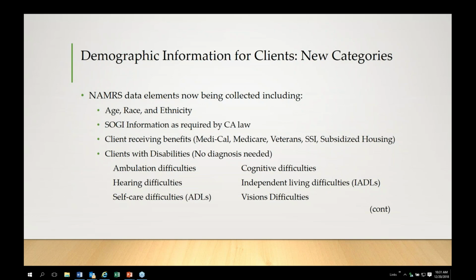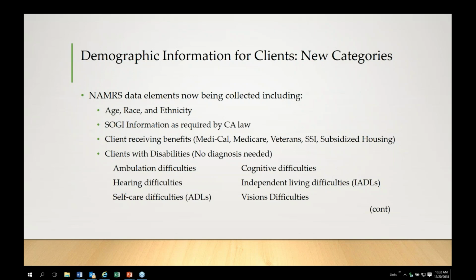Next is clients with disabilities. Now this is in your best judgment. You're not diagnosing people, and you don't have to have an official diagnosis from a physician to say that you think your client has ambulatory difficulties or you think your client is exhibiting cognitive difficulties. This is in your professional judgment. Does this person seem to be having problems? Again, we're not asking you to diagnose. We're asking you to look at how the client is presenting themselves and use your professional judgment.